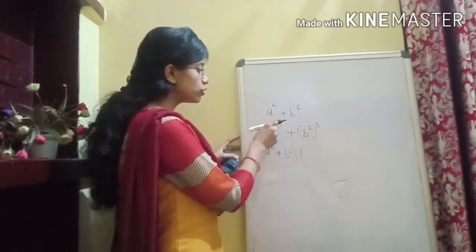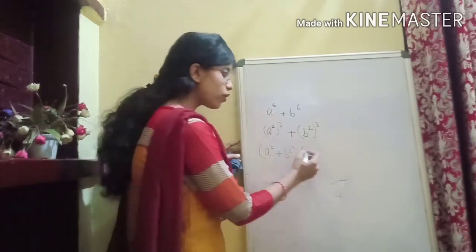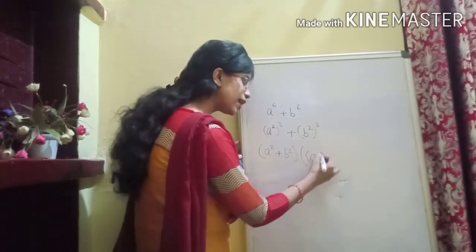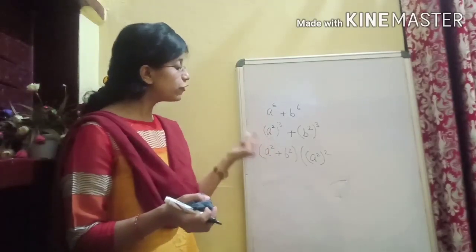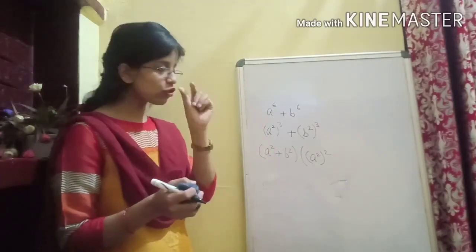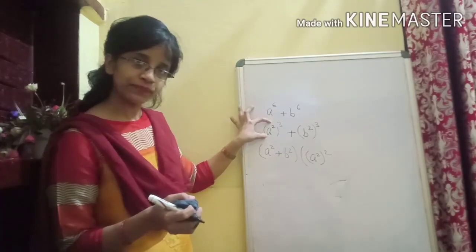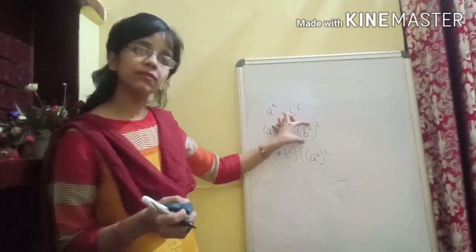So a square, your a is what? A square, already it is your a square, and then we have to square it. I hope you are getting it. See, if you compare the values, at the place of a we are getting a square, at the place of b we are getting b square.